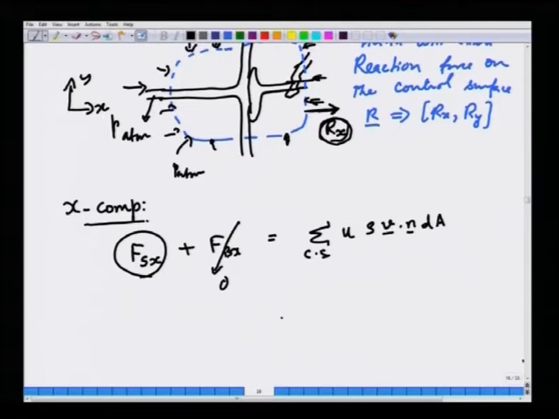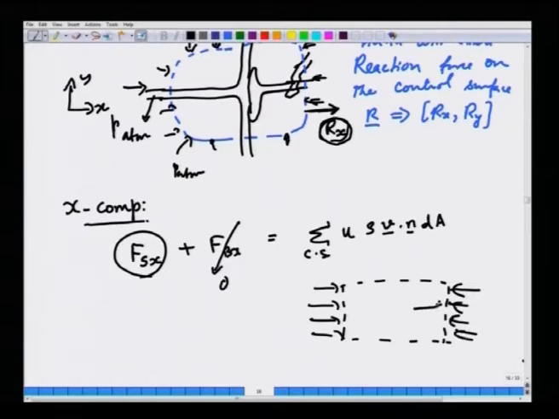So, one way to see it is very simple. Suppose you have the control surface like this, with P atmosphere on both sides, and of course you have the surface and your hand is holding the surface. But there is uniform P atmosphere on both sides, which will balance out and will not contribute to the surface force.